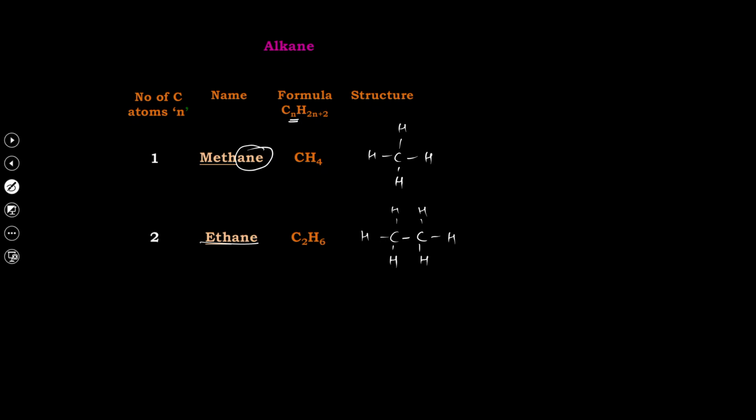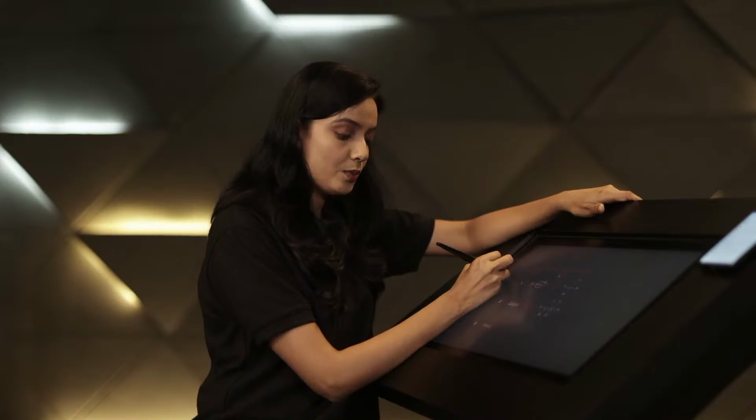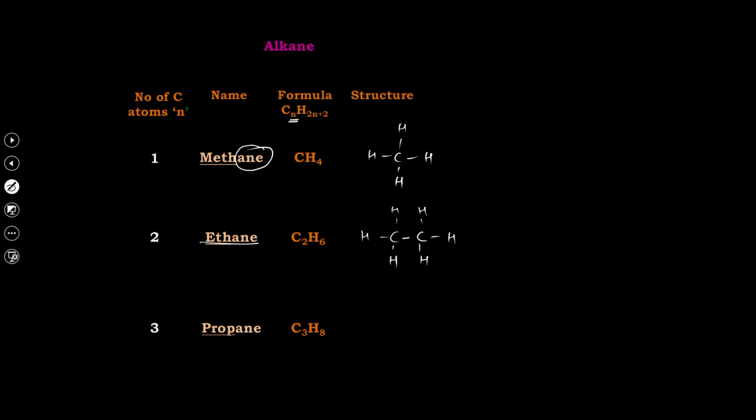Now, if the value of n is 3, the formula comes out to be C3H8, and for compounds having 3 carbons, we write the name as prop and add the suffix "ane" and the name comes out to be propane. Let me draw the structure for you. 3 carbon atoms are there bonded by single bonds, and at the remaining bonds we will add hydrogen. So, these are the different types of alkanes.